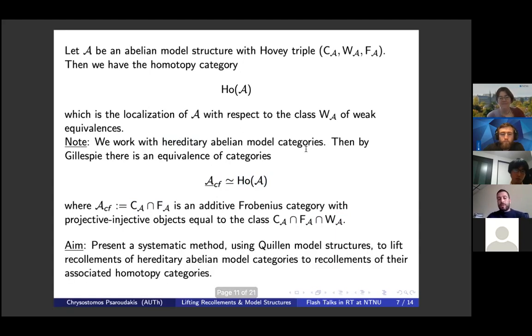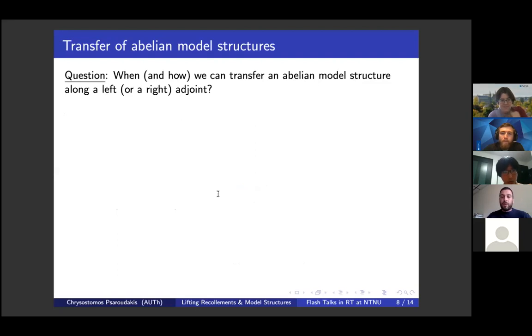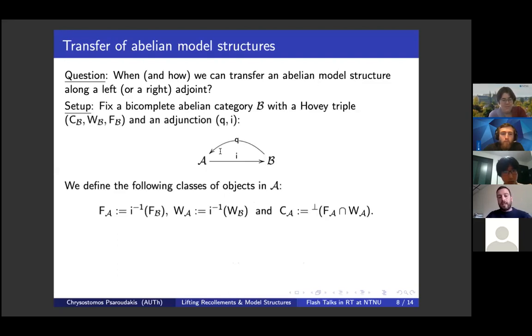As I said before, the aim is to use this language and machinery and present a method to lift recollements of hereditary abelian model categories to their associated homotopy categories. The first problem is how we can transfer models. What I mean is that if you have an adjunction between abelian categories and you start with a Hovey triple, say in B, you would like to be able to transfer this data to the left-hand side, on A. What's natural to do is to take the fibrant objects in A to be the inverse image of fibrants in B, take the trivial objects in A to be the inverse image of the trivial objects in B, and now take the Ext orthogonal of these two classes.